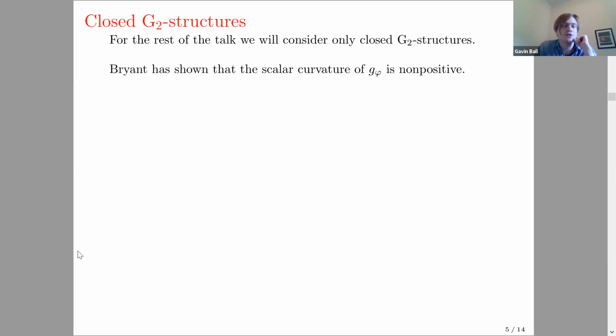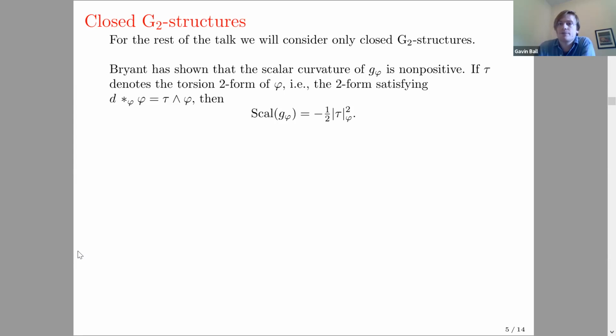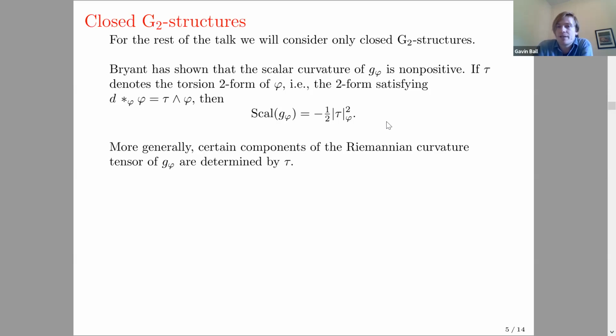And the metrics induced by these are already special because Robert Bryant has shown that the scalar curvature of this induced metric is always non-positive. So if tau denotes the torsion 2-form of phi, the 2-form defined by the equation d star phi equals tau wedge phi, then Robert showed that the scalar curvature of g is actually minus a half of the norm squared of tau. Which is kind of interesting because the left-hand side looks like it should depend on 2 derivatives, but the right-hand side, the torsion, we got by just differentiating the structure once. So the right-hand side is actually a first order object. And more generally, certain components of the Riemannian curvature tensor of g phi are determined by tau, as I'm going to explain. To explain that, I need to do a little bit of representation theory.